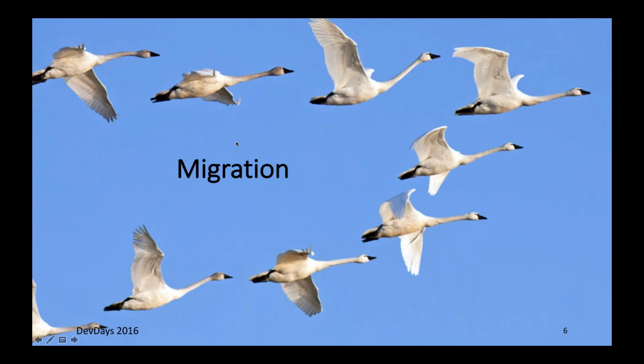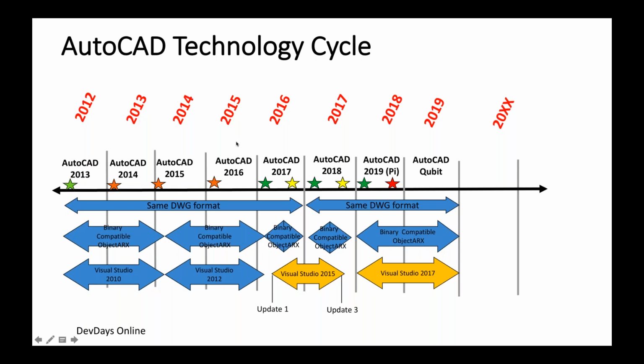This is a PowerPoint slide that we show every year, which is why it looks very dated now, because we like to keep it the same and just update it. So this is basically showing the compatibility cycle for AutoCAD. And basically the top line is the DWG format compatibility. Then we have the API compatibility, and then we have the compiler compatibility. And so we're here on AutoCAD 2019, AutoCAD Pi.